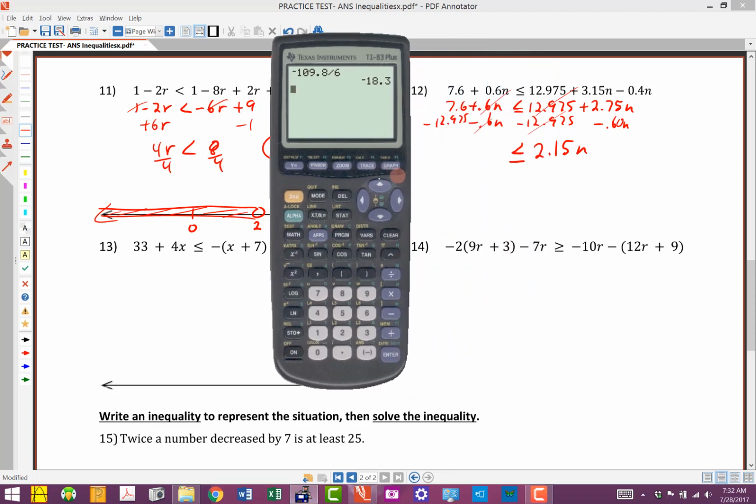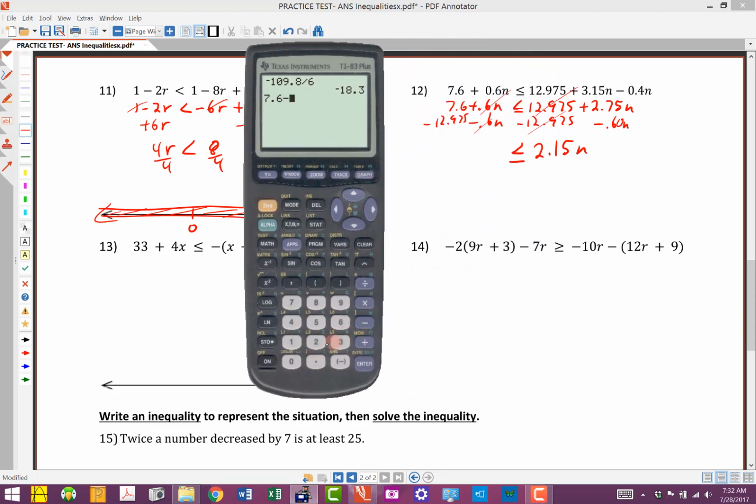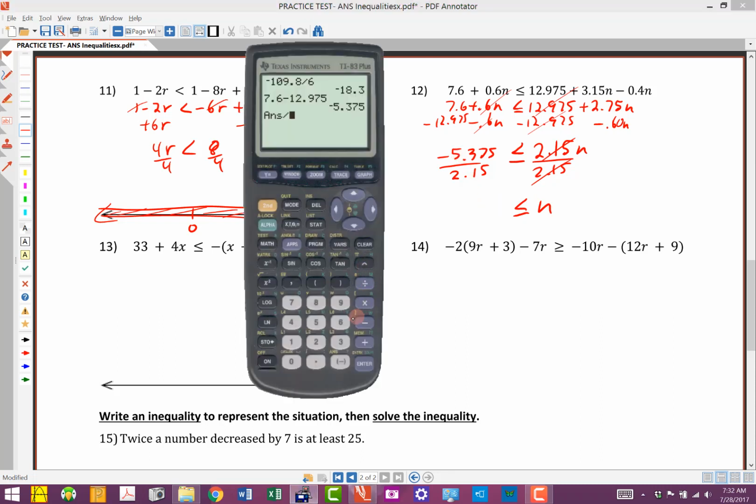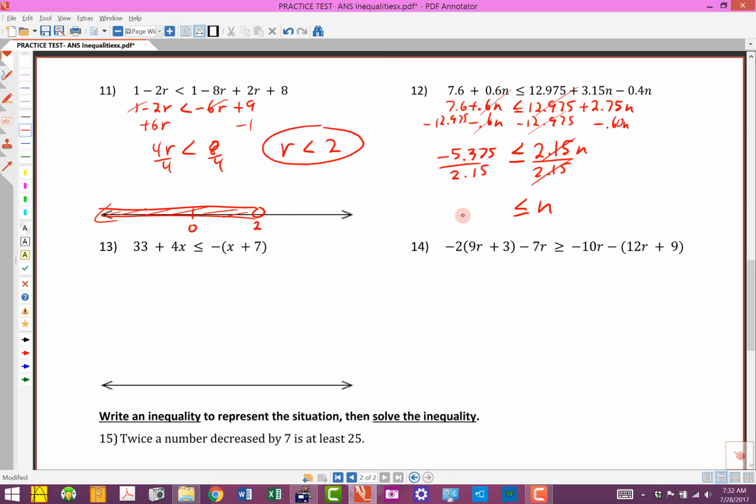And then I'm going to throw that in the calculator. That looks pretty nasty. Let's see what we've got there. 7.6 minus 12.975, and we end up with negative 5.375. And then we'll go ahead and divide both sides by 2.15. Dividing by positive 2.15 is not going to change the direction, so we're going to leave it like this. We take that last answer and divide it by 2.15, and we end up with negative 2.5. So negative 2.5, and again, no need to graph that one.